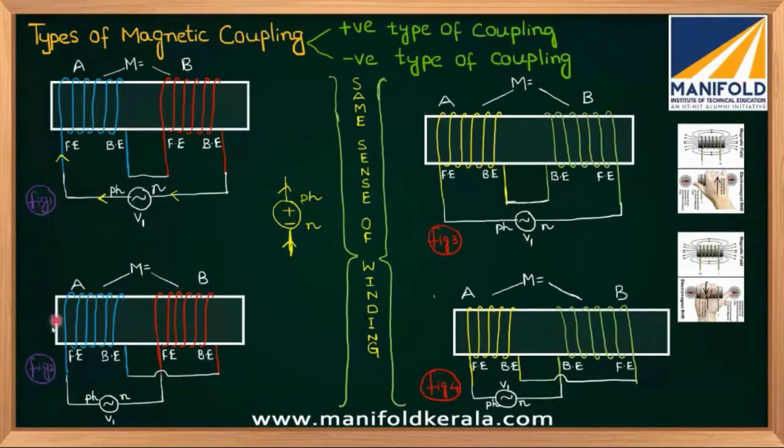This is about figure number 1. Now please see figure number 2. In this figure number 2, do we have any change in sense of winding? Sense of winding, in the sense that here it is front end, no? Here also front end. Back end, here also back end. Front end, here also front end. Here back end, here also back end. Tell me, do we have the same sense of winding or a different sense of winding?